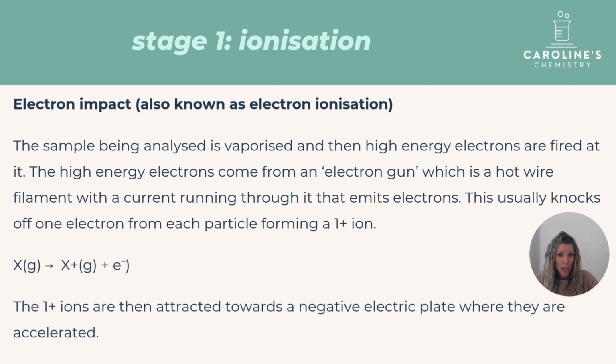Now, we use electron impact as a technique when we are working with atoms or small molecules. The way that we do it is we first of all turn our sample into a vapor, into a gas, and then we fire high energy electrons at it. And that knocks off 1 electron from each particle, and that creates a 1+ ion. That is usually written as an equation like as shown. So that is X, whatever that atom is as a gas, goes to form X plus, also as a gas, plus the electron that you knocked off. Then that 1+ ion can be attracted and then accelerated.